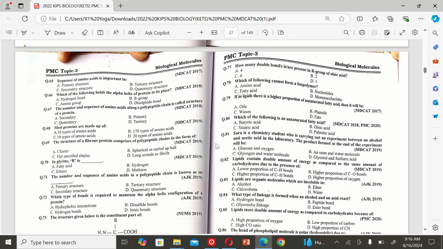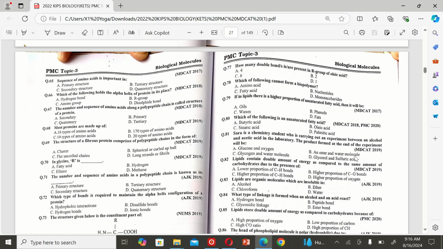Oleic acid. The next MCQ is: Sarah is a chemistry student who is carrying out an experiment between an alcohol and acetic acid in the laboratory. The product formed at the end of the experiment will be A. Glucose and oxygen, B. An ester and water molecule, C. Glycogen and water molecule, D. Glycerol and sulfuric acid. The correct option is B, an ester and water molecule.